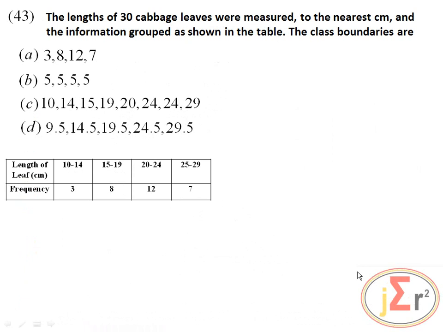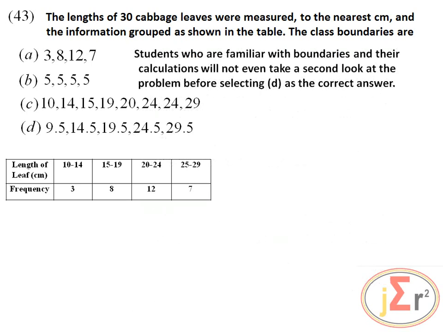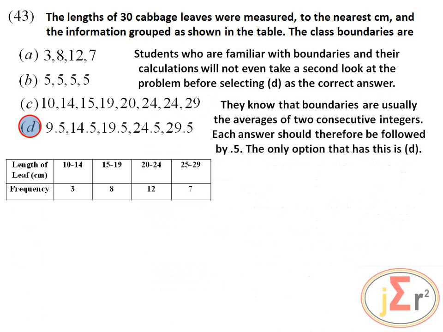The length of 30 cabbage leaves were measured to the nearest centimeter, and the information grouped as shown in the table. The class boundaries are... Students who are familiar with boundaries and their calculations will not even take a second look at the problem before selecting D as the correct answer. Why? They know that boundaries are usually the averages of two consecutive integers. Each answer should therefore be followed by 0.5. The only option that has this is D.